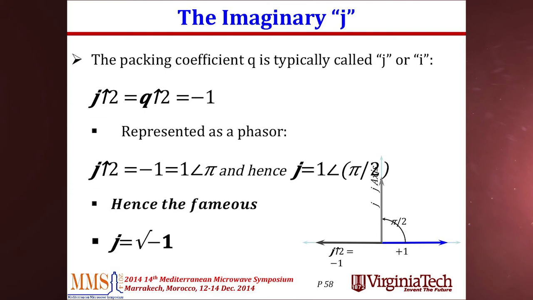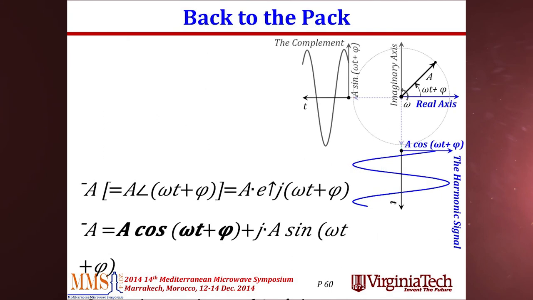And J squared is minus one is just like a one angle pi, and the square root of that would be square root of magnitude is 1, the square root of the angle would be half of that, so it's a 1 angle pi over 2, and it turns out to be something on that axis. I'm rushing here, all right, that gets us back to the J term is on the vertical axis and the real term is on the horizontal axis, and you can see now the correlation between the two.